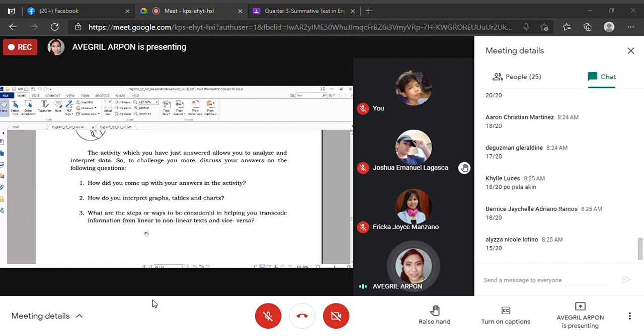So how did you come up with your answers in the activity? How did you answer the questions based on the given information? Yes, Joshua? By looking at the pie chart, po. Okay, so that is the first thing to do. To enable you to answer the questions and do the activity, first thing is to study and read the data given in the pie graph or pie chart.